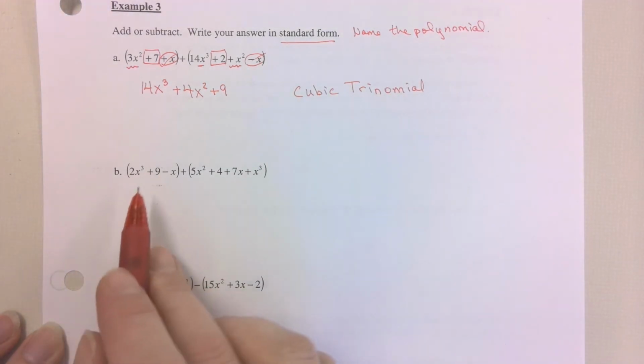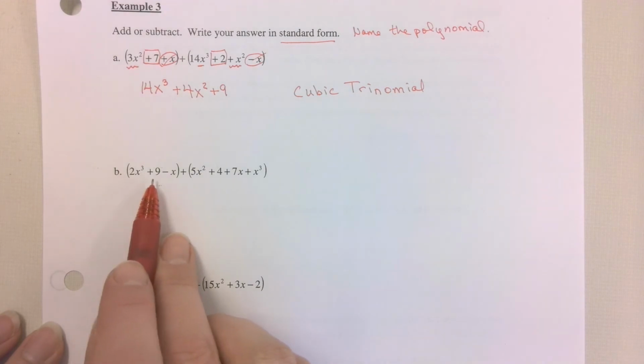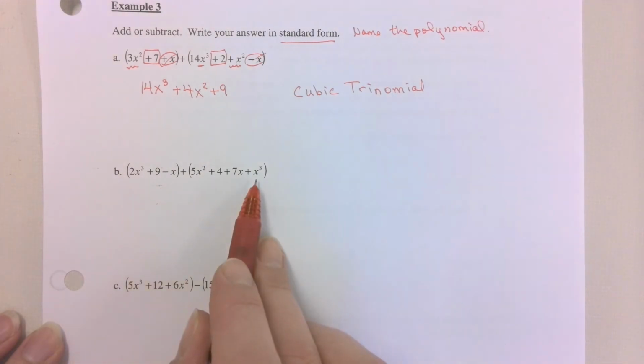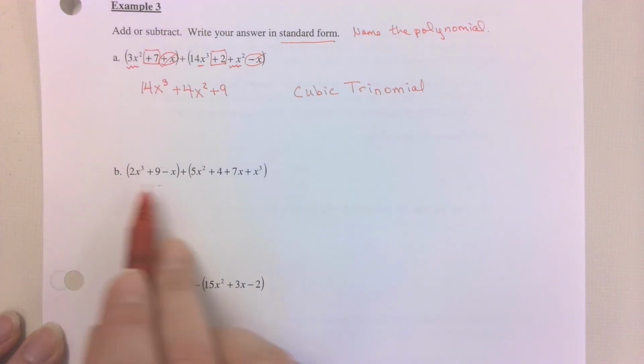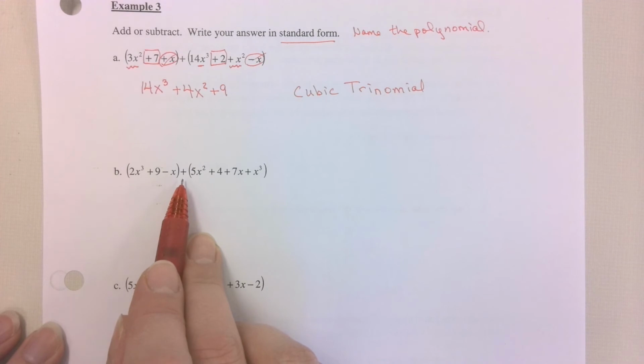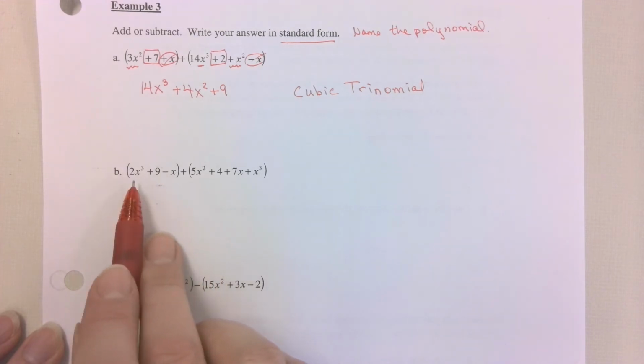All right, I'm going to scan this problem again and look. I have a cubic trinomial, and I have a cubic polynomial. I have nothing to do inside. I have nothing to distribute. So I really don't need the parentheses here. They're just there to show the grouping. And now I'm going to add like terms.